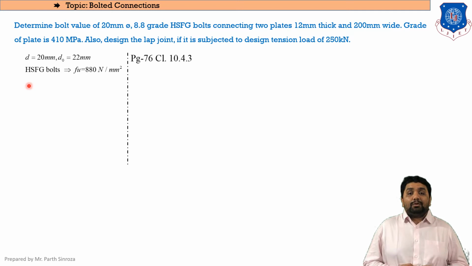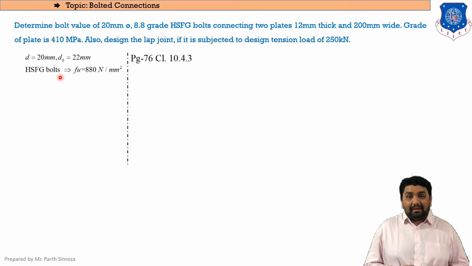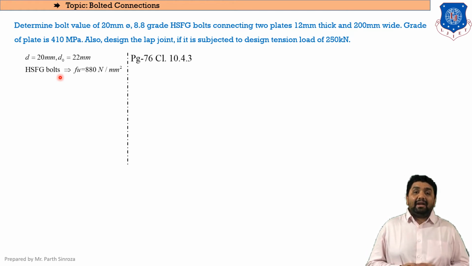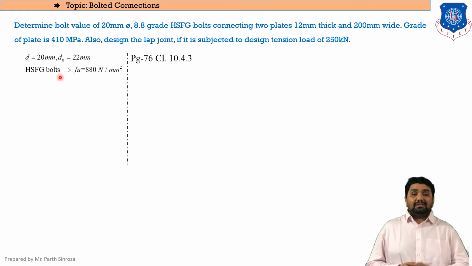So if we compare HSFG bolts with the ordinary bolts that we discussed in the previous lectures, the main difference is that in the ordinary bolts we were calculating two types of capacities, shear capacity and bearing capacity, and out of these the smaller value was taken as the bolt value. Here in the case of HSFG bolts we will be calculating three capacities: the first is slip resistance, the second is bearing resistance, and the third is tension resistance. Again the pedagogy will be the same: we will calculate these three values and the final answer will be the smaller of these three values.